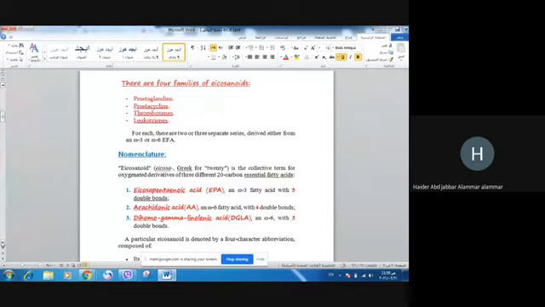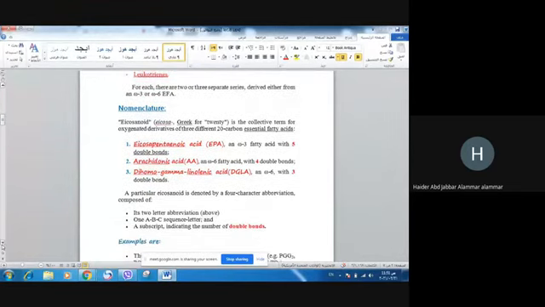What are the names of these 3 different 20-carbon essential fatty acids? The first one, as you see, is eicosapentaenoic acid, which is an omega-3 fatty acid with 5 double bonds. The second one is arachidonic acid, which is an omega-6 fatty acid with 4 double bonds. The third one is dihomo-gamma-linolenic acid, which is omega-6 with 3 double bonds.